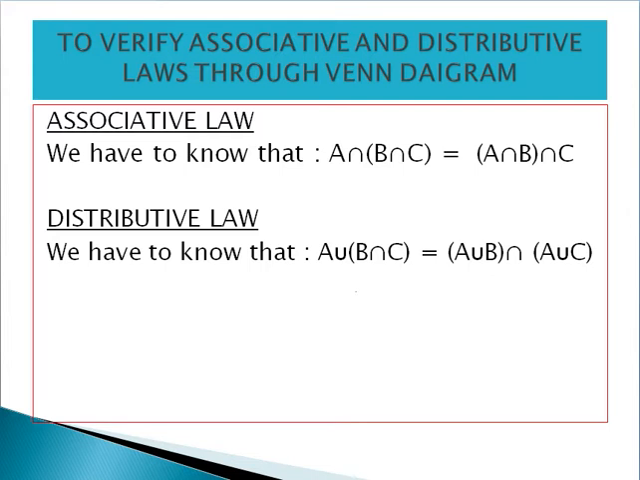Associative law, we have to know that A intersection (B intersection C) is equal to (A intersection B) intersection C. And distributive law, we have to know that A union (B intersection C) is equal to (A union B) intersection (A union C).